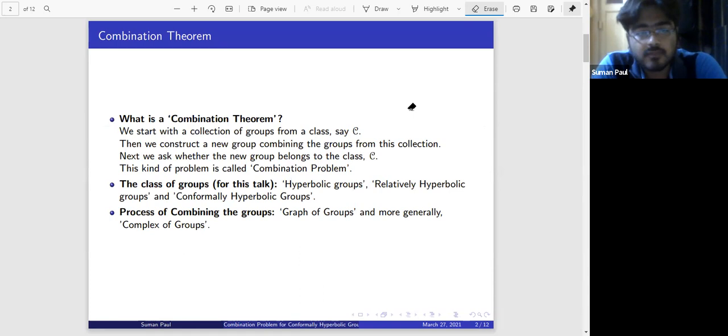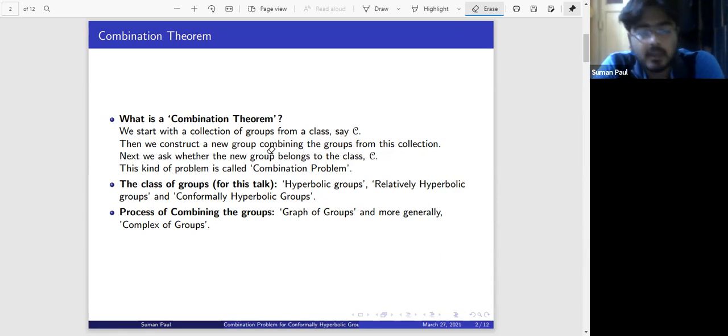So basically we start with a collection of groups from a class, say script C. Then we construct a new group combining the groups from this collection. And next we ask whether the new group belongs to this class or not. This kind of problem is called combination problem. Basically, combination problem is to find a sufficient condition for this collection of groups, so that the new group constructed from that collection belongs to the same class.